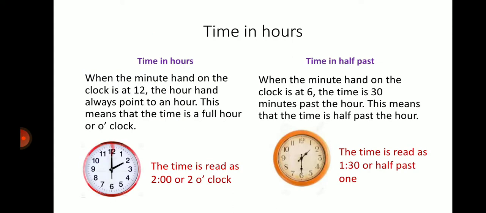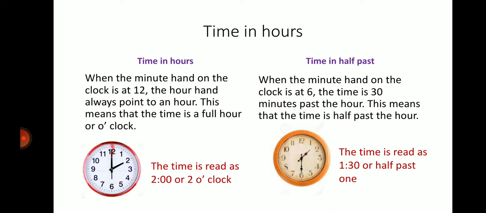Now time in hours. When the minute hand on the clock is at 12, the hour hand always points to an hour. What does this mean? This means, see, here in the clock, the minute hand is pointing at 12, and the hour hand is pointing at 2. So this time will be read as 2 or 2 o'clock.